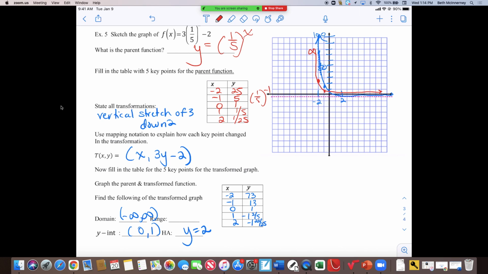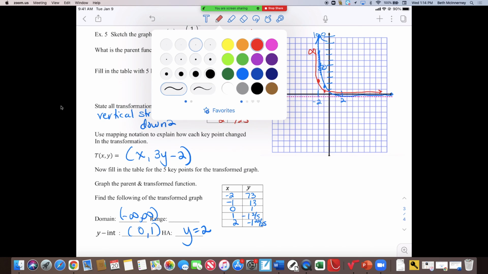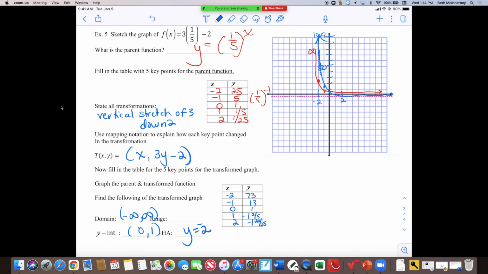Oh, yeah. Sorry. It's down 2. Thanks for that catch. Yeah, it's y equals negative 2. So now my range is negative 2 to infinity. Okay, that one was a tough one.